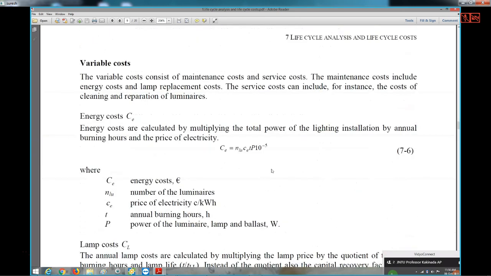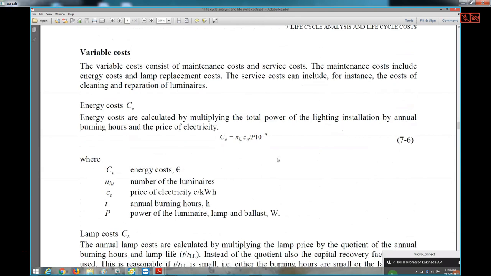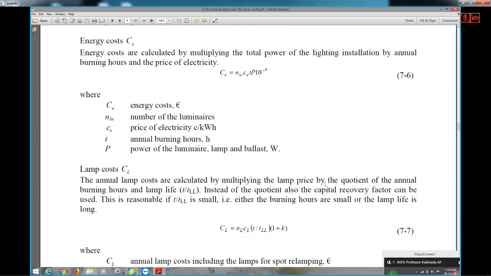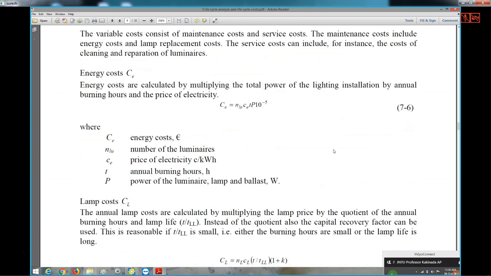So for variable cost, we are going to concentrate on this service, that is CE. Energy costs are calculated by multiplying the total power of the lighting installation by annual burning hours and the price of the electricity. So CE is the energy cost in rupees, as per India, and the number of luminaires is NLU. Then CE is the price of electricity, in rupees per kilowatt hour. P is annual burning hours, in hours. Then P is the power of the luminaire, in watts.